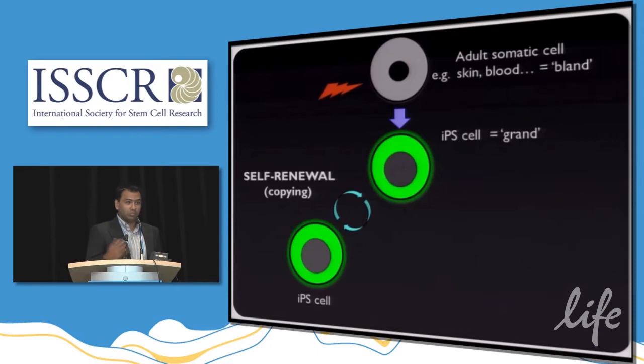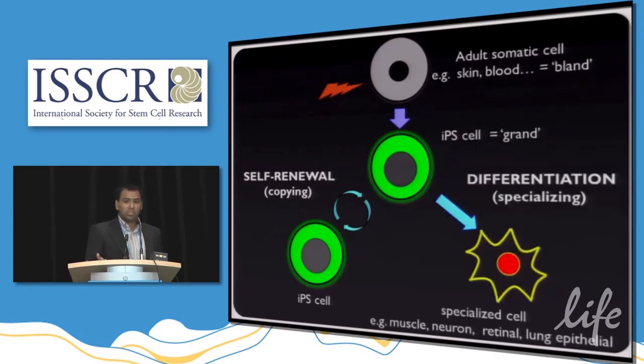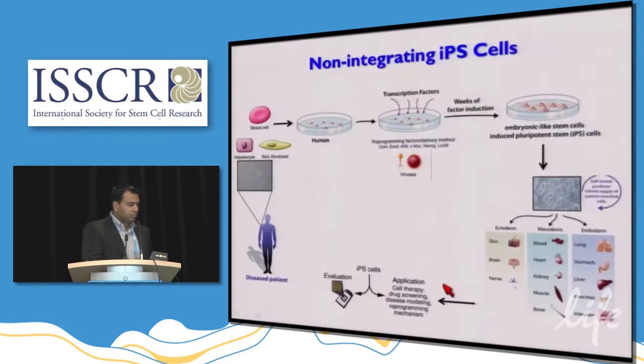to make iPS cells, which I believe are very grand, because of two main properties. They are self-renewing, so you can make billions and billions of them and bank them, and you can specialize them, using knowledge of developmental biology, to make a specialized cell type, for example a neuron, a muscle, or a lung epithelial cell, to study these diseases.